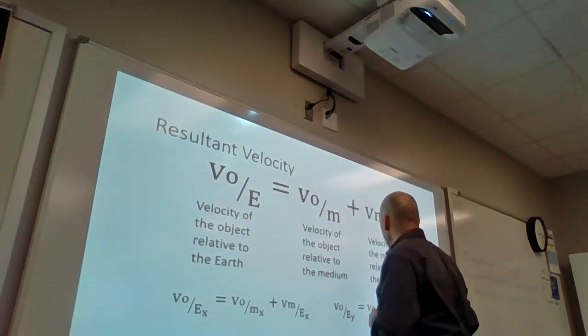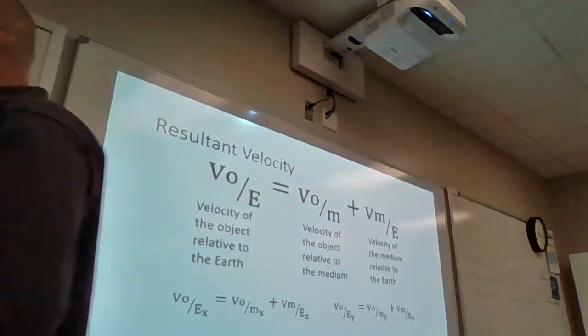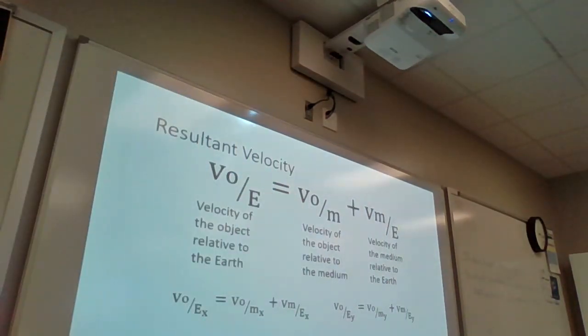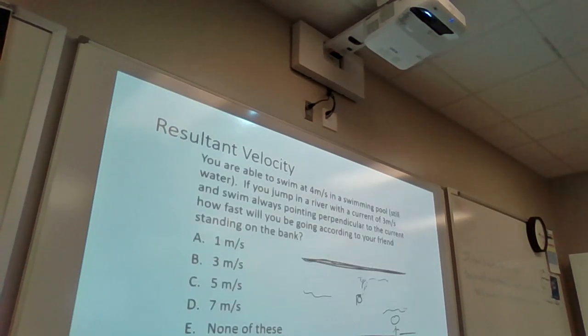Some of these problems you might have already learned how to do in math class. They probably pitched it to you from a different perspective, but here we go. If you're able to swim at 4 meters a second in a swimming pool, that's still water. If you jump in the river, the current is 3 meters a second, and you swim always pointing perpendicular to the current, how fast will you be going according to your friend standing on the bank?